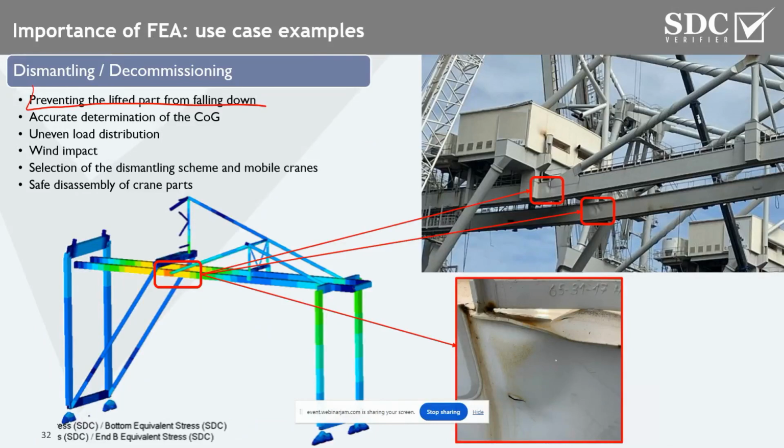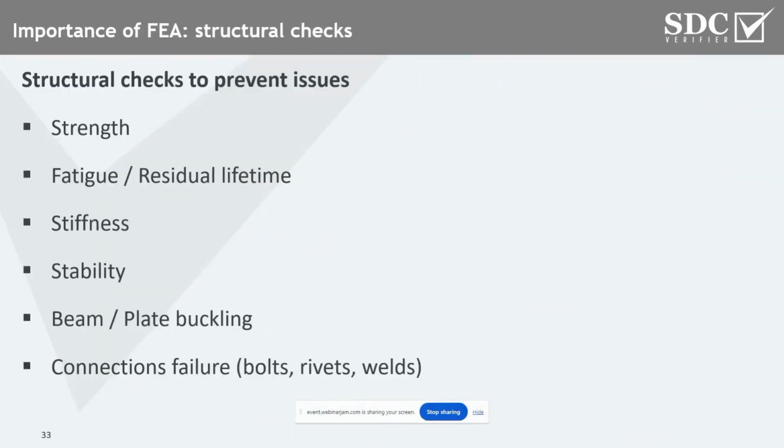This is one thing, and another thing, you involve uneven load distribution, which makes an influence on the selection of the dismantling scheme and also the mobile cranes. So the FEA approach is required to provide a safe disassembly of the crane parts here. But then there is a question, okay, we have all this kind of FEA calculations, what specifically shall we do?